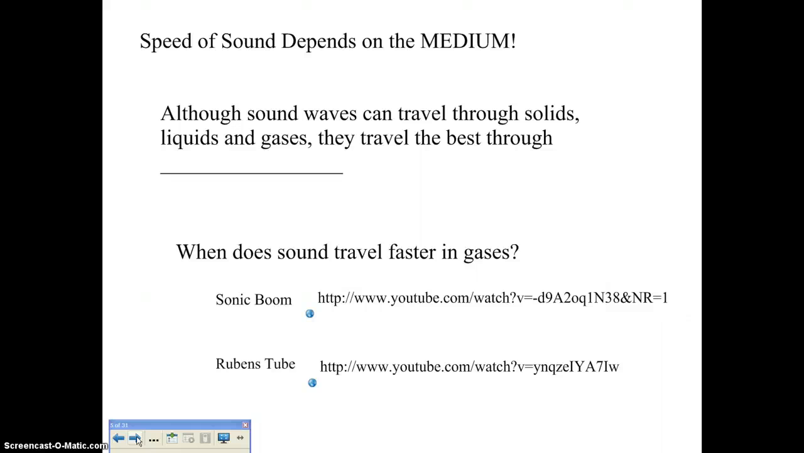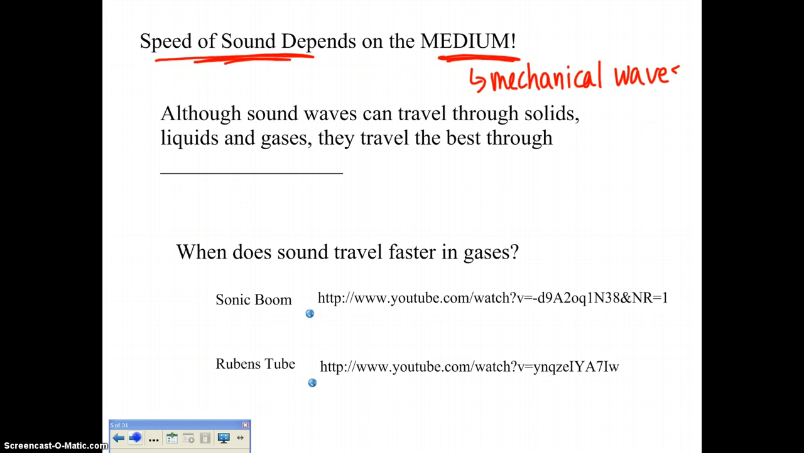Speed of sound depends on the medium. So we're talking about mechanical waves. Well, if we're talking about mechanical waves, that means that sound waves do require a medium because longitudinal waves are mechanical waves. Okay, although sound waves can travel through solids, liquids, and gases, they're going to travel the best through gases.